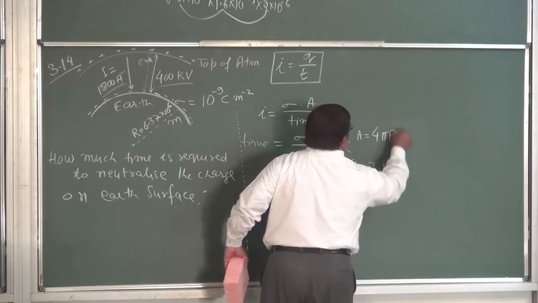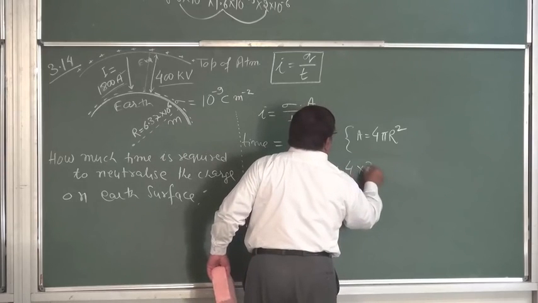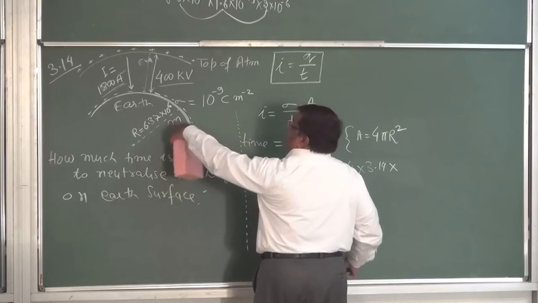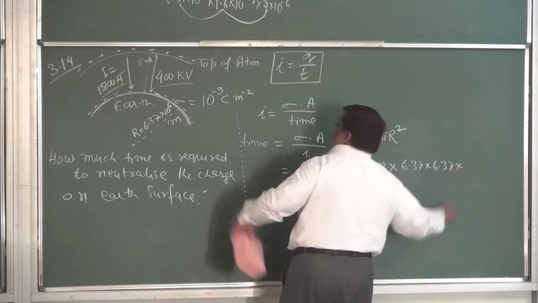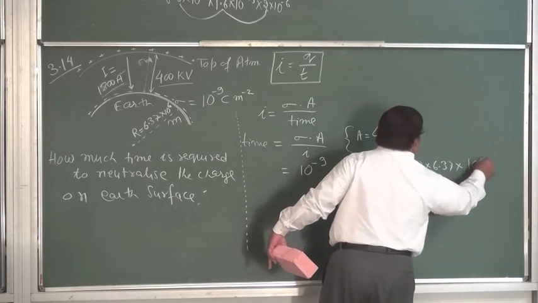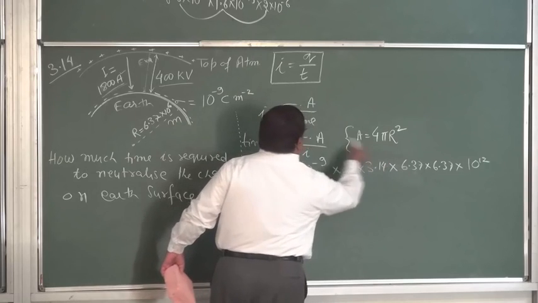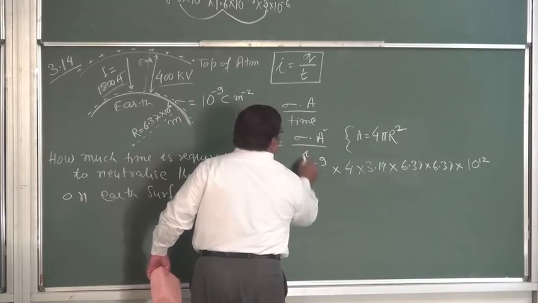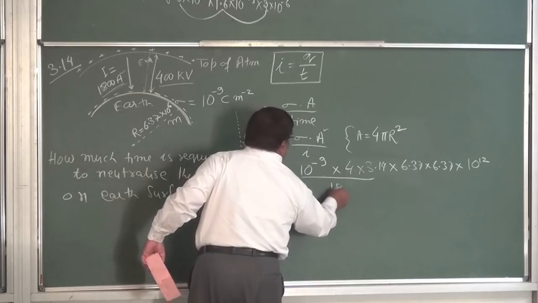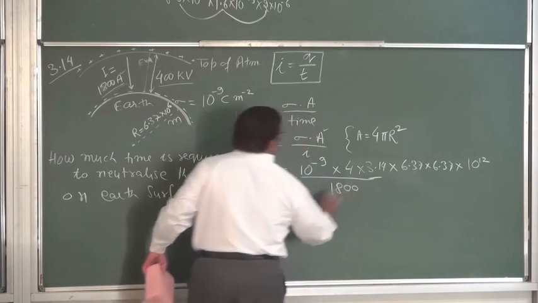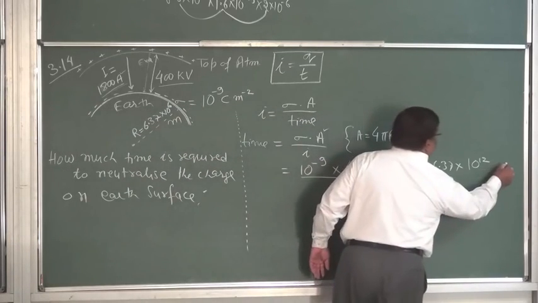4 pi r square. So this will be 4 pi and square of this r, 6.37 and 10 to the power 6 square, that is 10 to the power 12. This is r square, this is pi, this is 4, and this whole is area, and this is density divided by current. Current is 1800 ampere, 1800. This is also in SI system. So this gives us time, and this time will be in what unit?